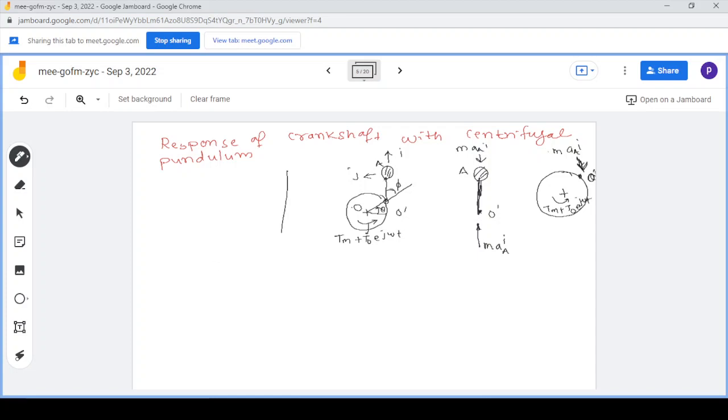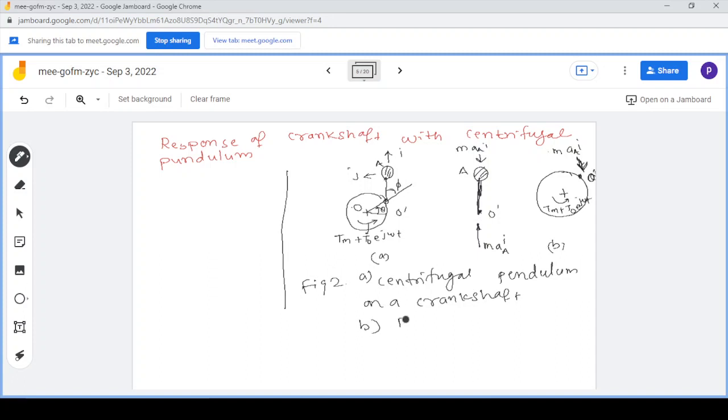So these figures indicate figure 2. The first figure, let us call this A and this B, indicates the centrifugal pendulum on a crankshaft, and figure B indicates the free body diagrams of the pendulum and crankshaft. Okay.